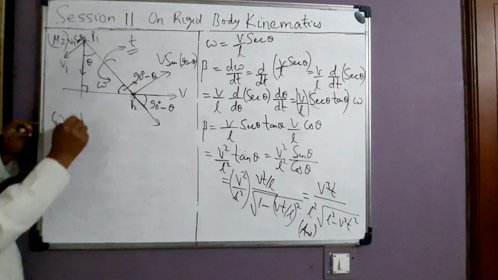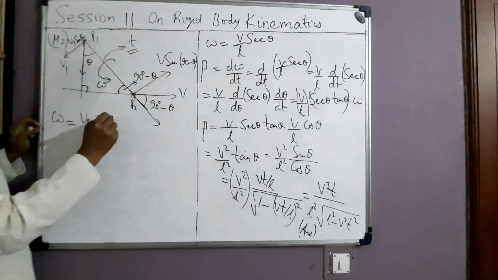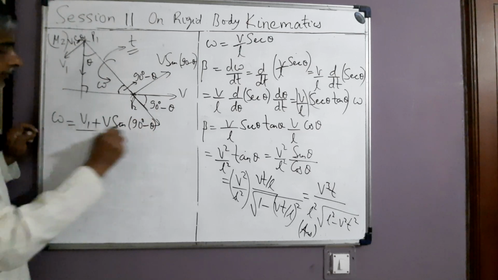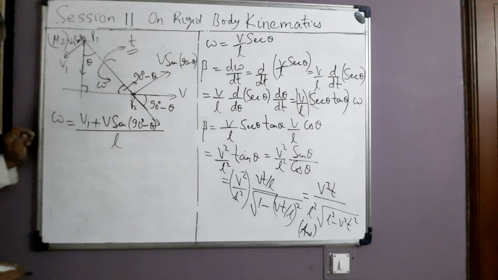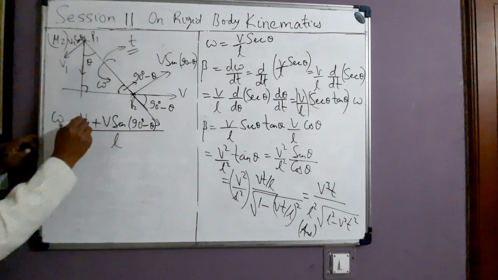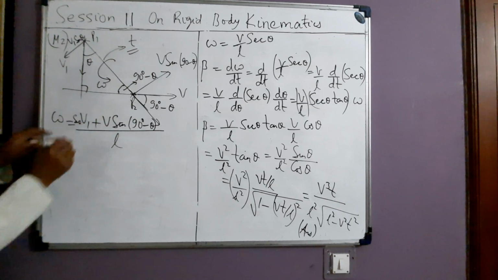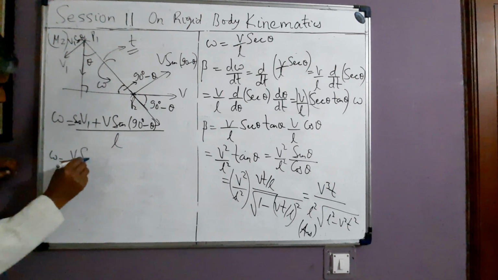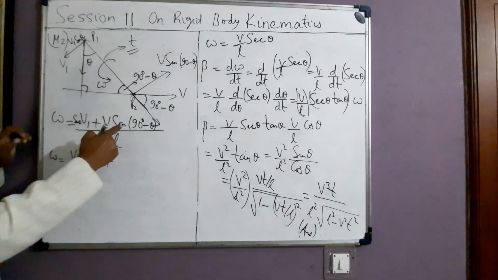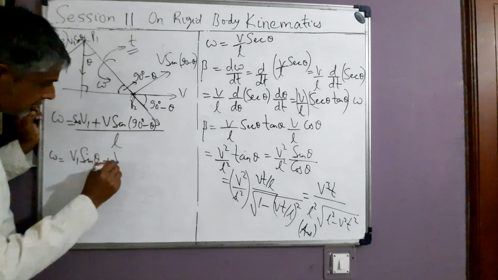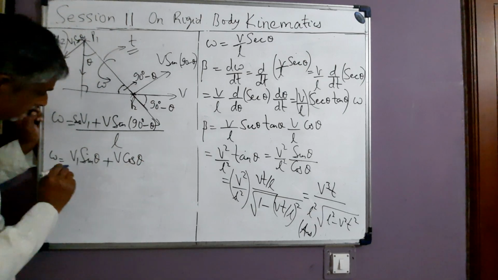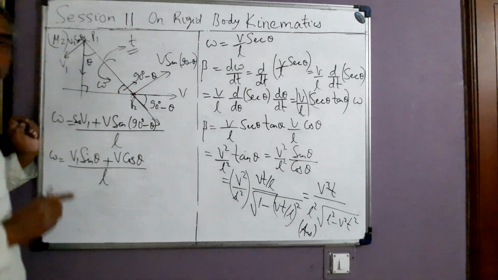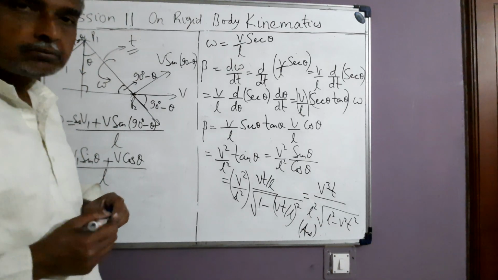So omega will be written as V1 plus V sin(90 degrees minus theta) upon separation L. Sorry, sin theta was left out on V1. So omega becomes V1 sin theta plus V cos theta upon L, since sin(90 minus theta) becomes cos theta. Now to find omega, we must know V1. The question is how to find V1.